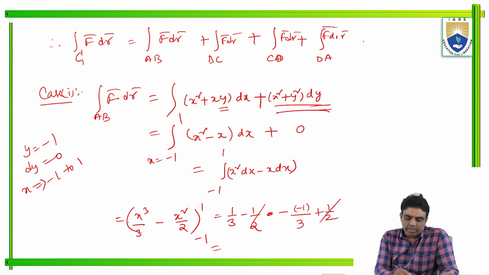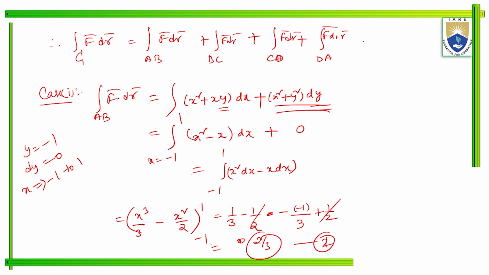That is the upper limit. Lower limit: minus of minus 1 whole cube by 3, that means minus of minus 1 by 3. And this is x square by 2, so plus 1 by 2. So these two get cancelled, which is 2 by 3. So 1 by 3 plus 1 by 3 is equal to 2 by 3. That is the first line integral value along AB.